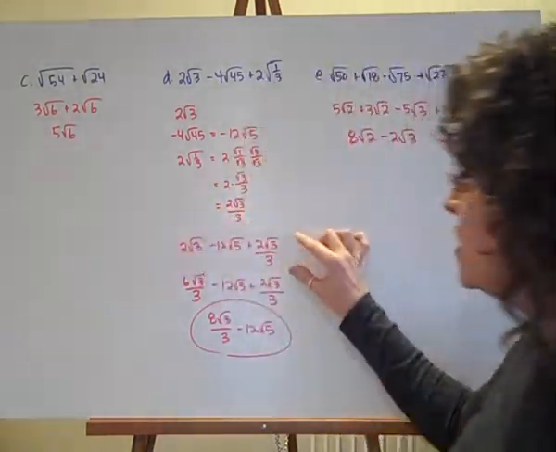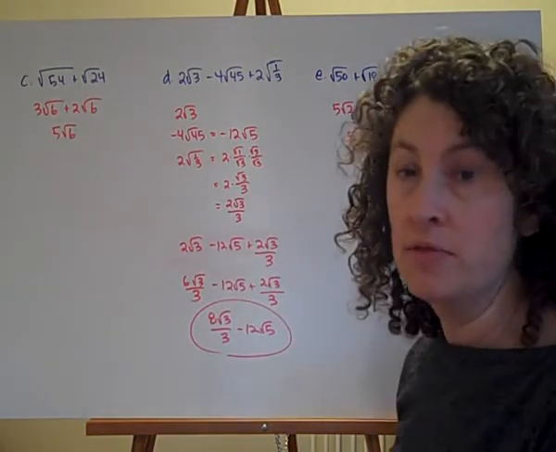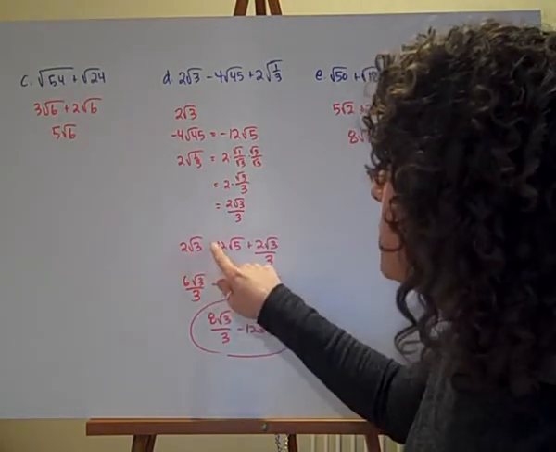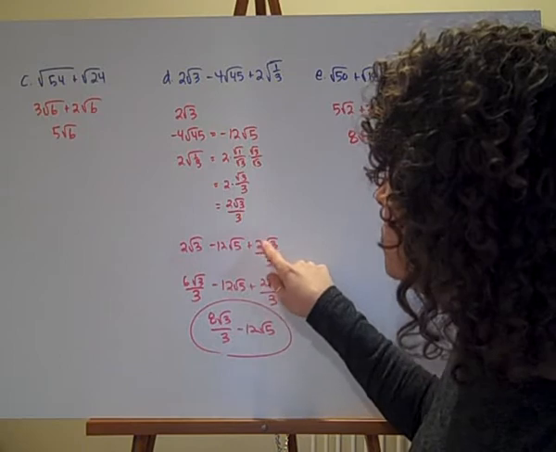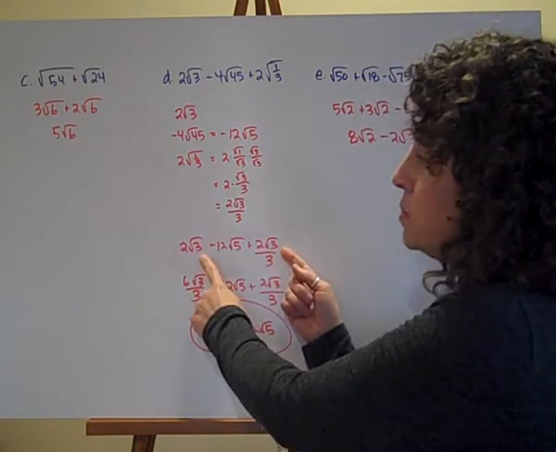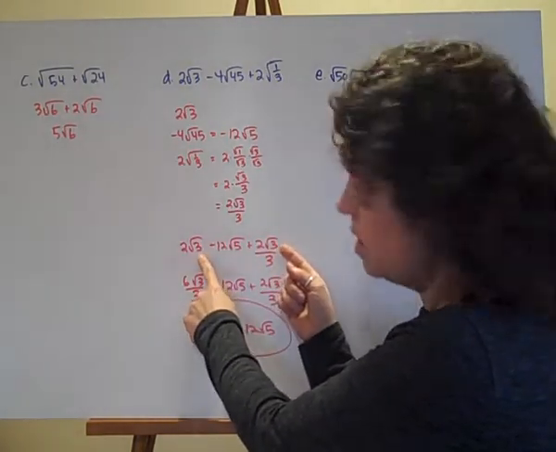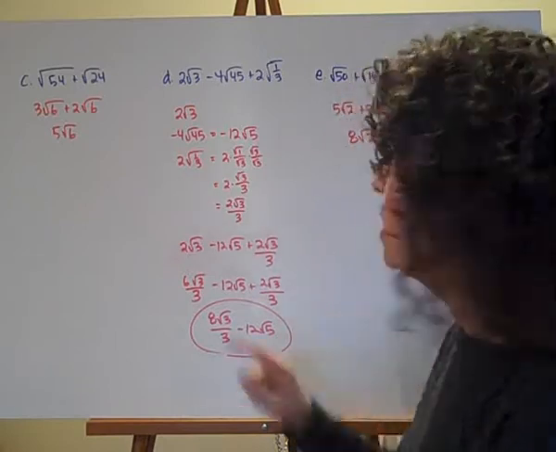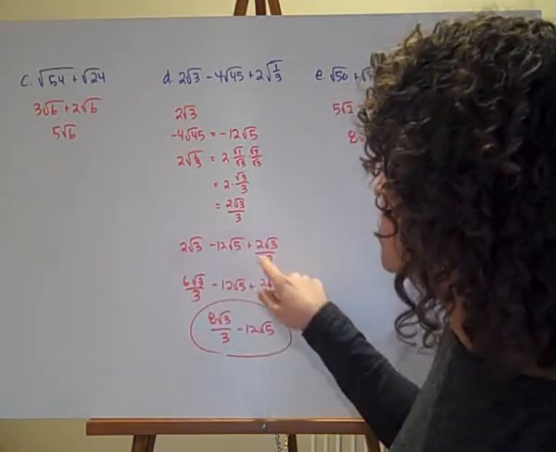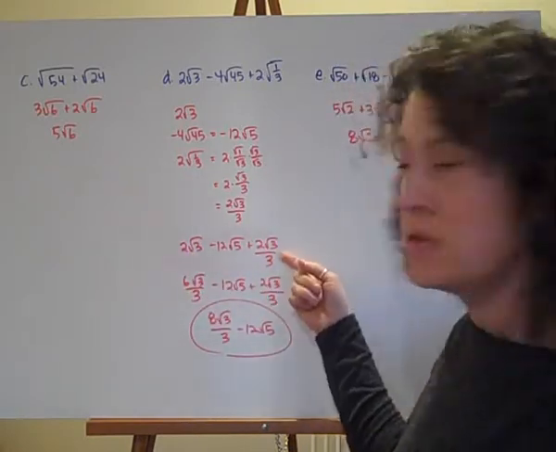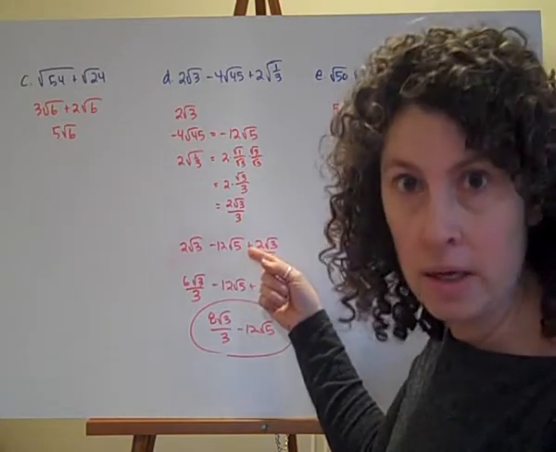All right, back to where we started, which was let's see if we have any like terms here. I have 2 radical 3 minus 12 radical 5 plus 2 radical 3 over 3. Now since these both have radical 3 in there, they are like terms. So this is 2 radical 3 plus 2/3 radical 3. This one's a fraction. We're adding.